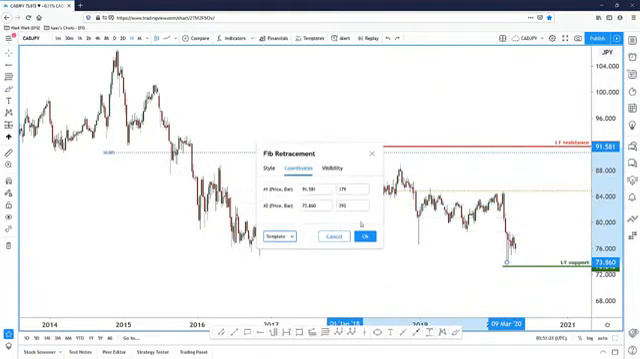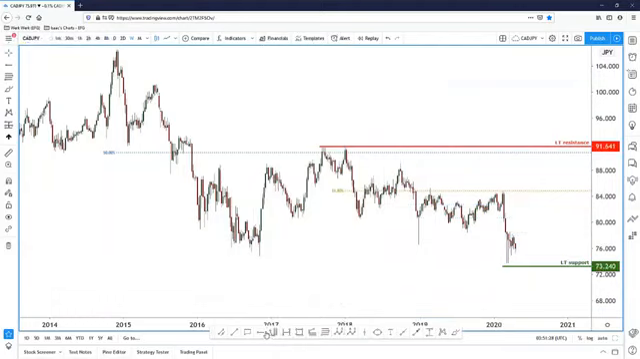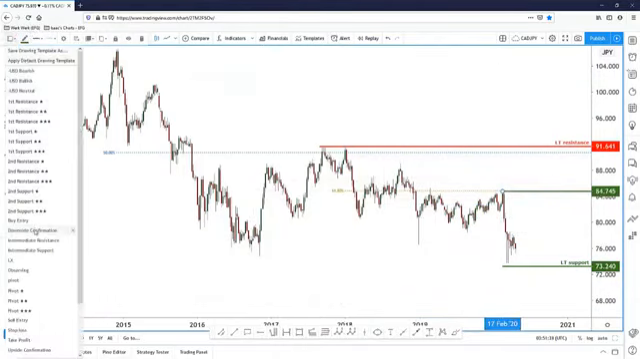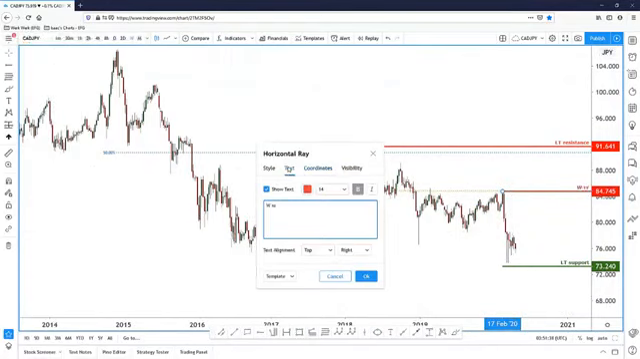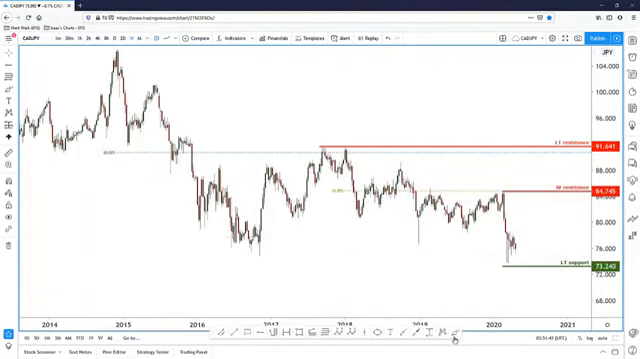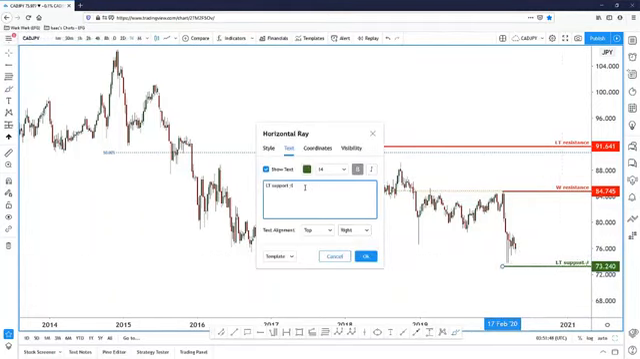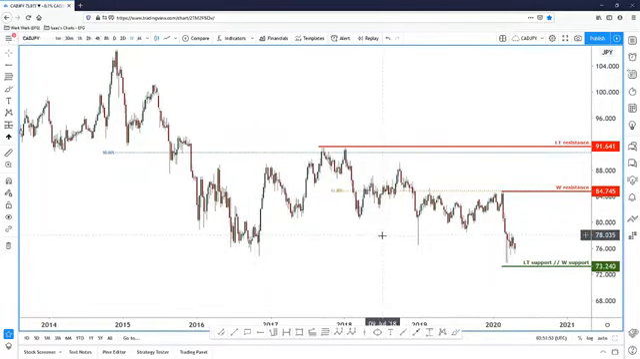We select a key Fibonacci ratio of 61.8. We put our weekly resistance here, and let's call this the weekly resistance. Okay, because now price is actually quite close to the long-term support, we can actually call this our weekly support as well. Right? And now we have our weekly resistance and weekly support, which is in line with our long-term support.